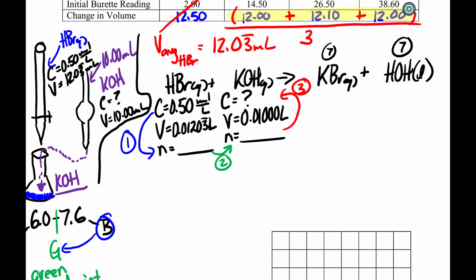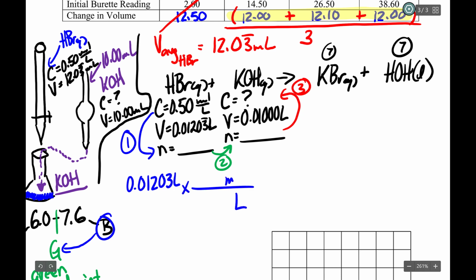Starting with my number that has a single unit in it, which is liters, 0.01203 liters times, I want to get rid of liters, that goes on the bottom. I want moles, that goes on top, so that's HBr. There's 0.50 moles for every 1 liter. The liters cancel out like that. Okay, so that's step 1.